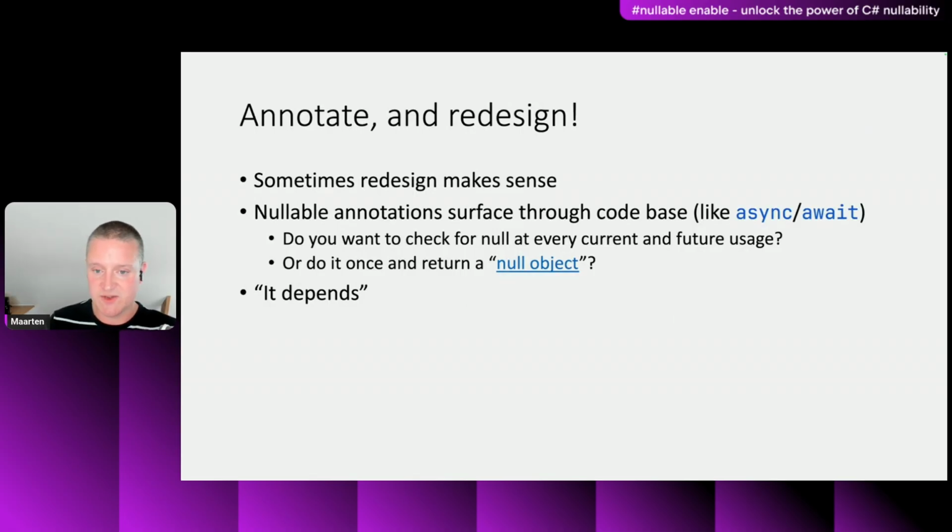Nullable annotations also surface through your code base, much like async await. So if you add a nullable question mark when migrating, are you introducing checks at every current and future usage of that particular property or not? Maybe you want to do that check once and return a null object, like in this location info example that we had there. It's going to depend on the use case, and I will leave it to your judgment, but it's good to consider: do I actually want to annotate this thing with a question mark or not?